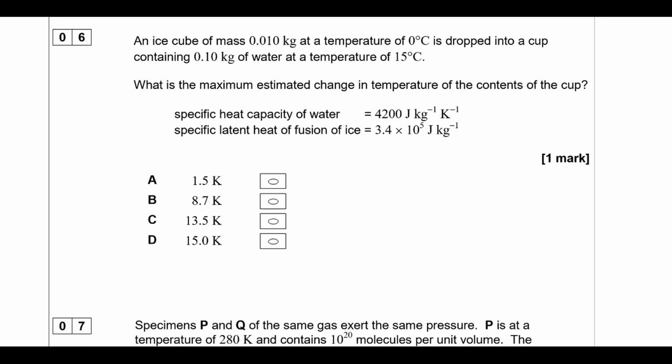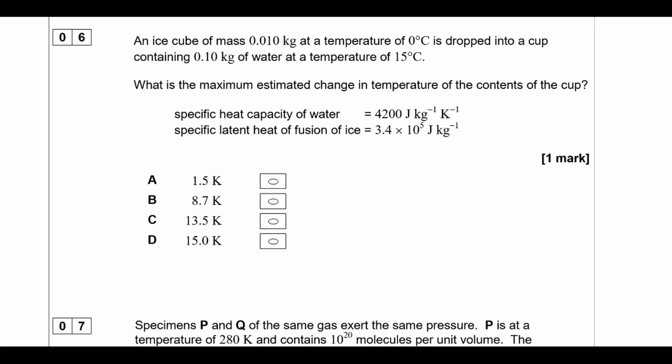So first off, we've got an ice cube of mass 0.10 kilograms at a temperature of 0 degrees, and it's dropped into 0.1 kilograms of water, which is at 15 degrees. What is the maximum estimated temperature change of the contents of the cup? And I'm guessing we're going to assume it's insulated from the surroundings.